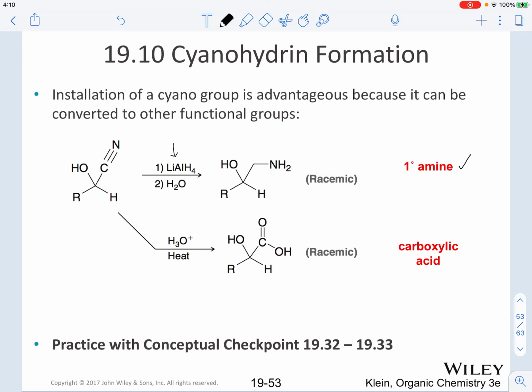Now, that cyano group, as you can see, if we put it with acid and heat, it can actually be converted into a carboxylic acid. So it gives diversity to the type of functional groups that we can form in this reaction.